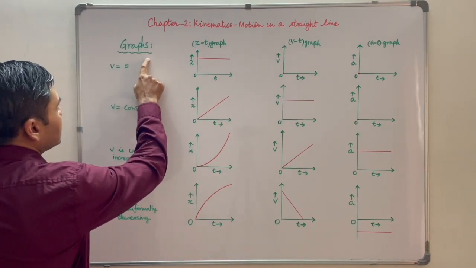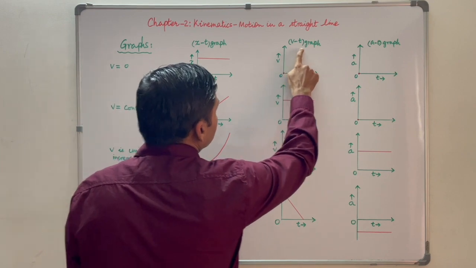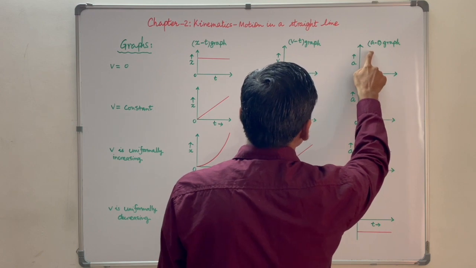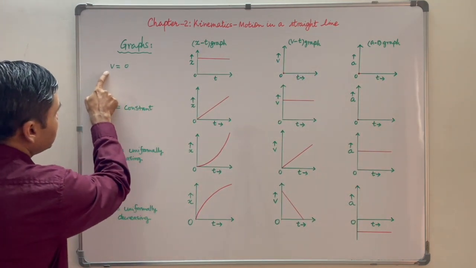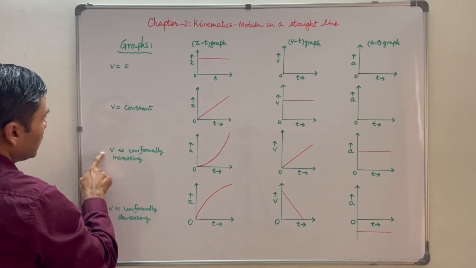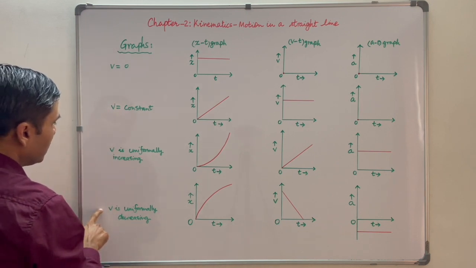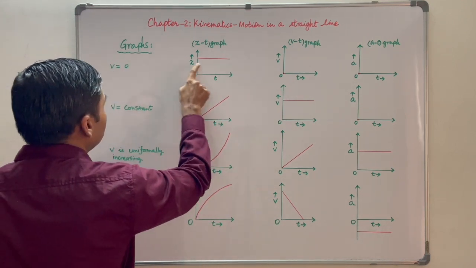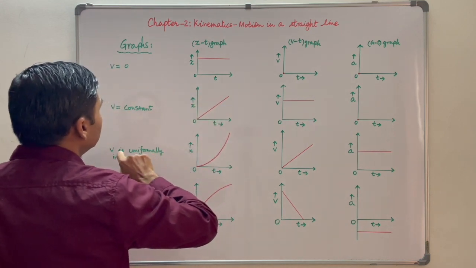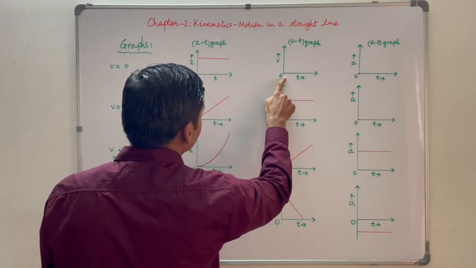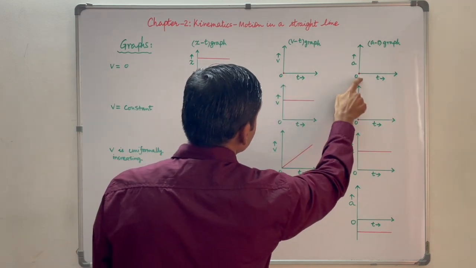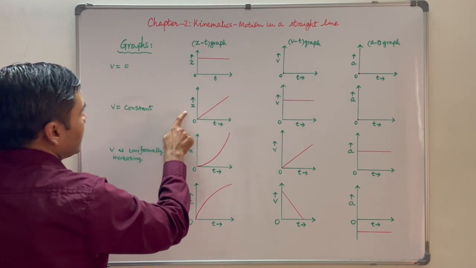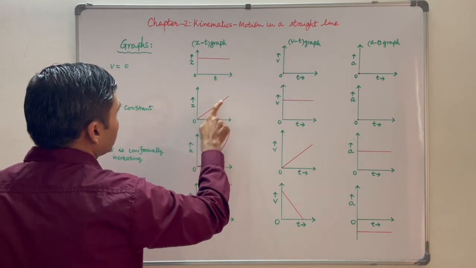Now let us see graphs: the xt graph, vt graph and at graph, which means the position-time graph, velocity-time graph and acceleration-time graph, when velocity is 0, when velocity is constant, when velocity is uniformly increasing, and when velocity is uniformly decreasing. The xt graph when v is equal to 0 will be a straight line parallel to the x-axis. And when v is equal to 0, the velocity graph will be a point. And acceleration is also 0, so it will be a point. When v is constant, the xt graph will be like this, a slanting line.